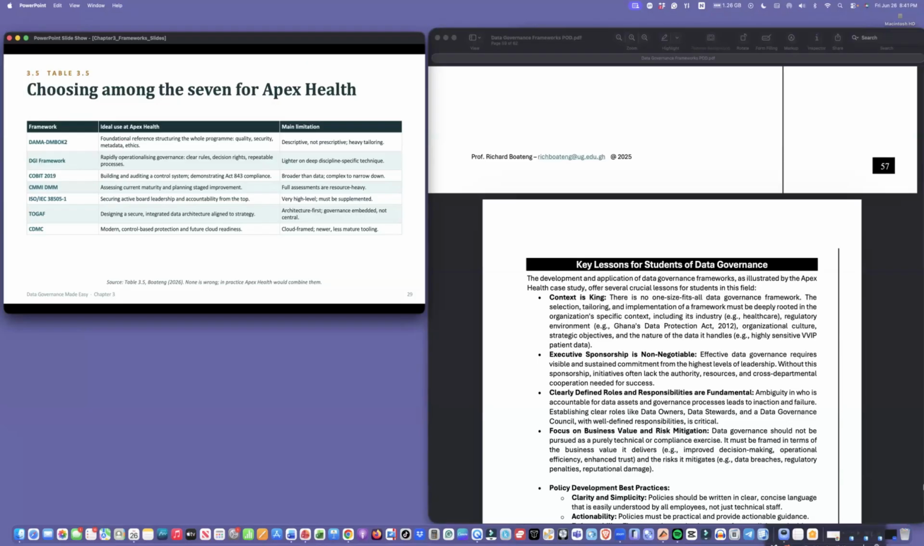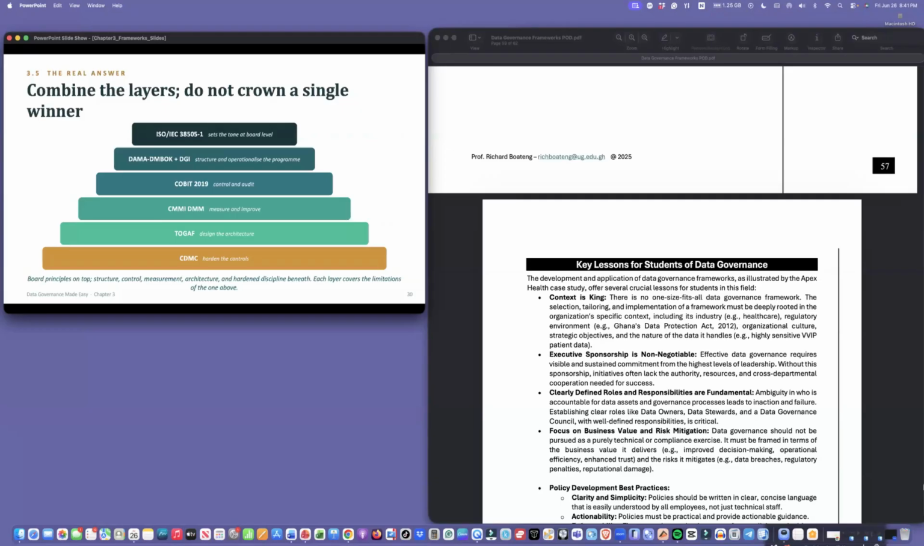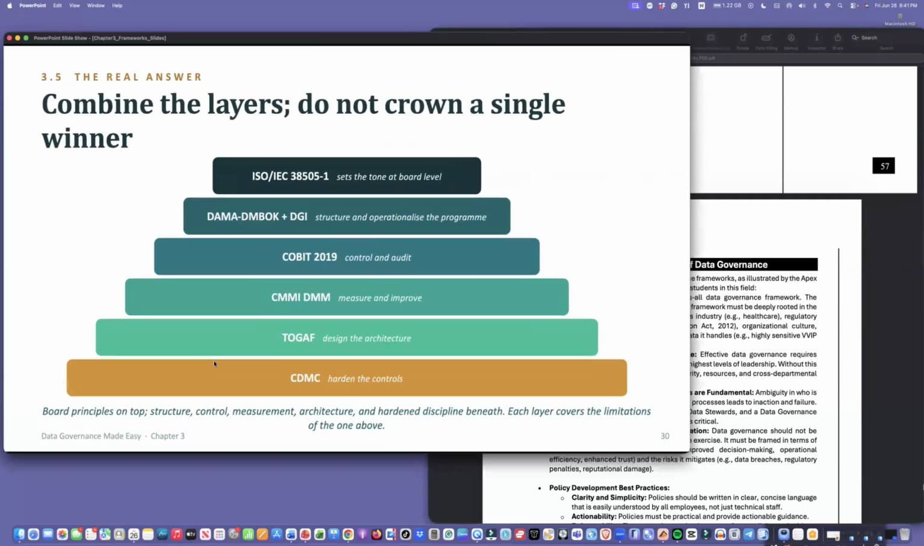So what do you have? Now, remember the question you all asked me, what should I do? So this is what I will say you can do. No one single winner. I would like to start with ISO at the board level, so that data governance is an executive activity that we are all in control of. But it's not every time that you can start at the board level.